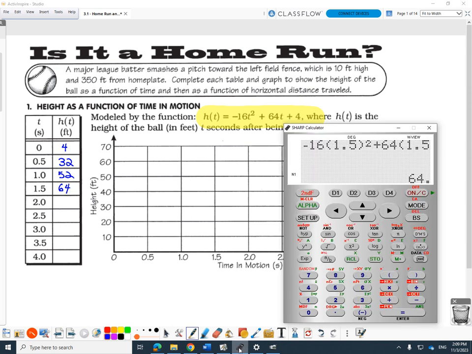Change those 1.5s to 2.0s. Go over, backspace over the 1.5. If you accidentally backspace over the bracket, then you just have to put the bracket back in, no problem. Backspace over this till I can put in 2.0. Make sure my bracket's there. Equals, I get 68.